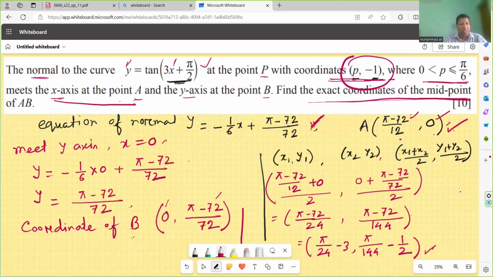So I think everybody understands this maths. If you have any confusion, you can inform me.